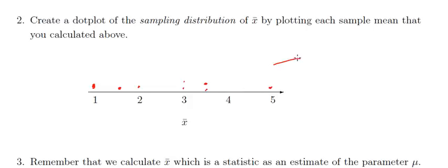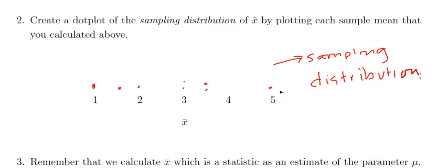Okay, so here's our sampling distribution. It's the distribution of all possible samples when the sample size is 2. So one thing we might want to know is the center of our sampling distribution.